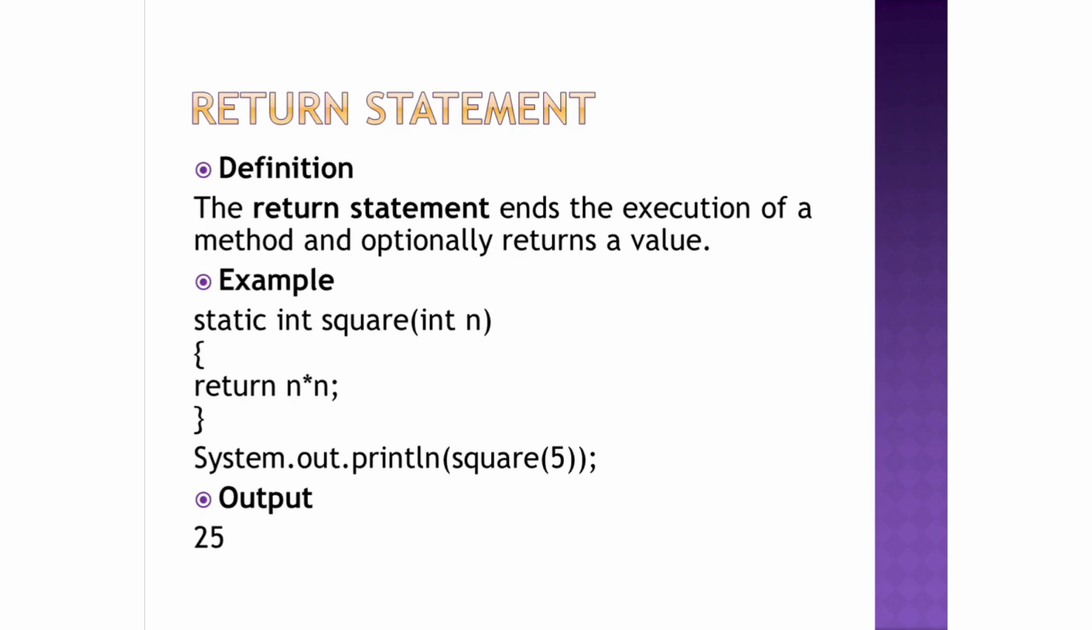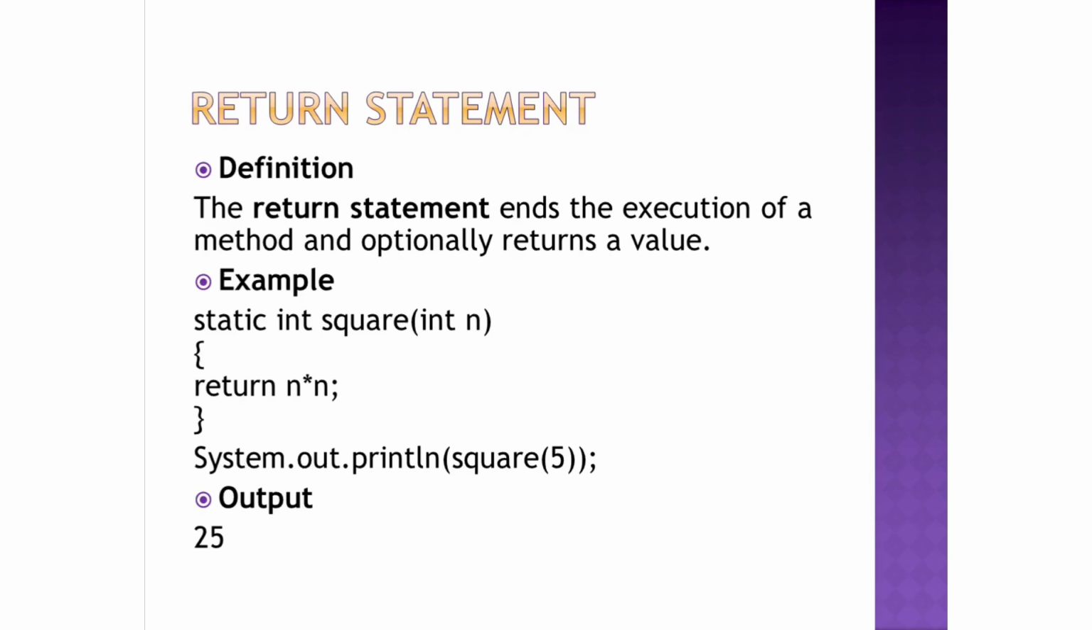In the main program, we call square(5). The value 5 is passed to the method. The calculation 5 times 5 is performed and the method returns 25. Finally, System.out.println displays the output 25. The return statement is very important because it allows a method to produce a result. It can be used in other parts of the program.